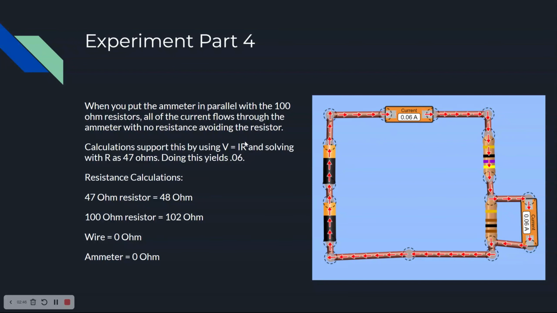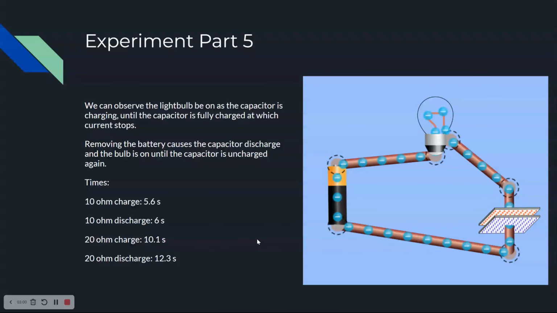And then we had to do a couple of basic resistance calculations. For the 47 ohm resistor, manually calculating, I got 48 ohms, and for the 100 ohm, I got 102, which is pretty close. And then for the wire and ammeter, both 0 ohms. So here's part 5 of the experiment.